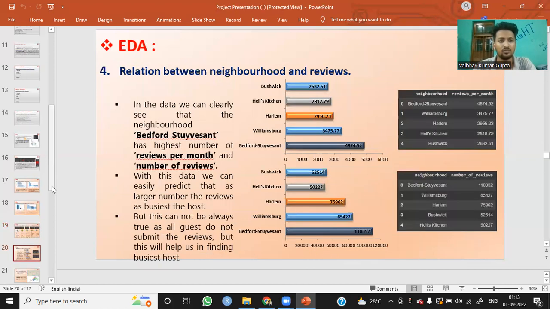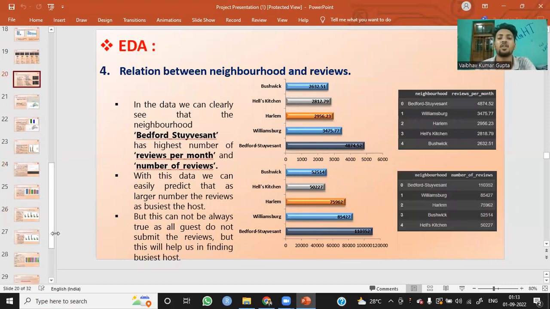So for the fourth question, we have the relation between the neighborhood and reviews. We can see that Bedford-Stuyvesant has the highest number of reviews as well as the highest number of reviews per month.